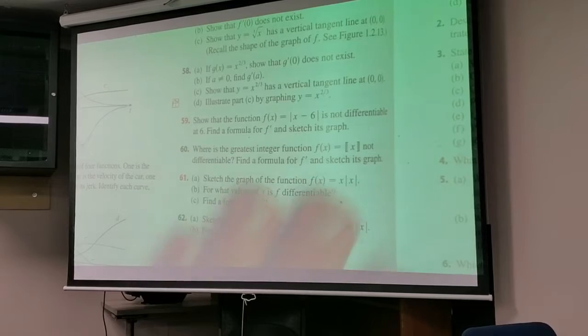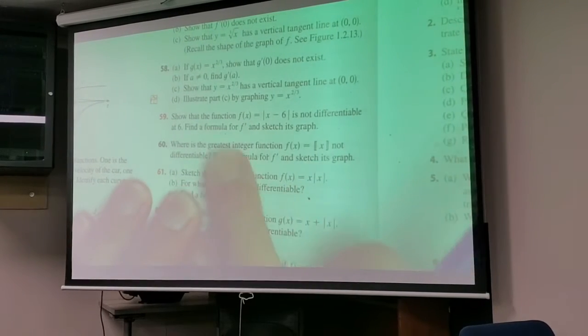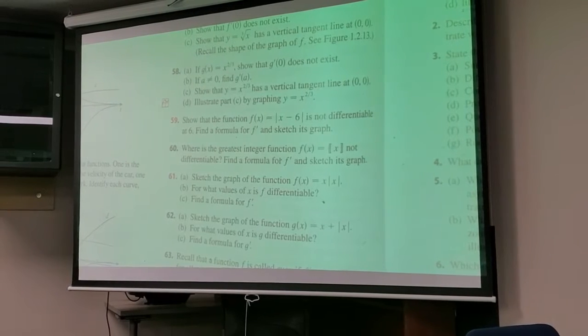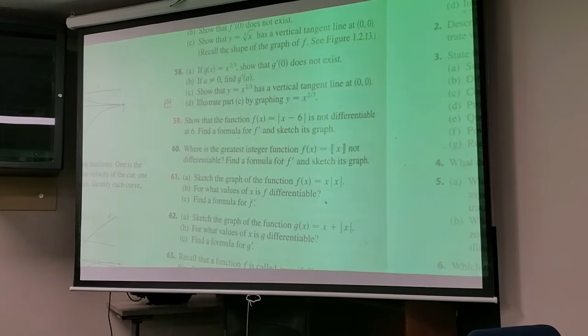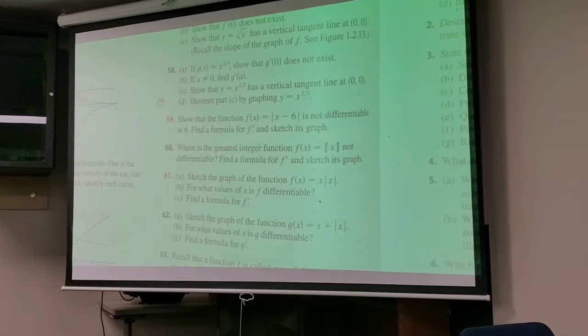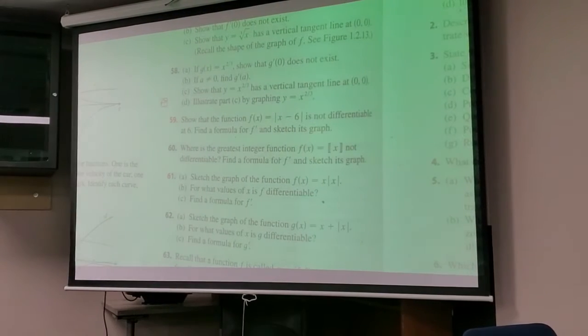Right, and then what's it say next? Oh yeah, find a formula for f prime. We just basically did that. I don't know if you were paying attention. We did an example of an absolute value all the way through, if I remember correctly. So this is the same exact idea. We'll find out who was paying attention.